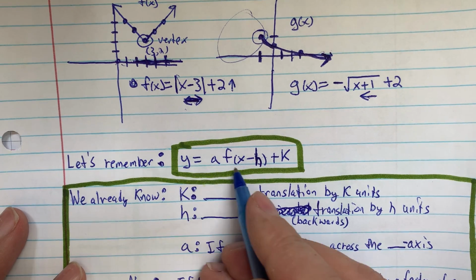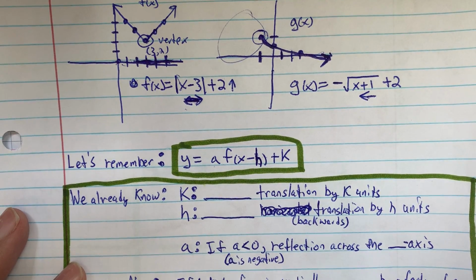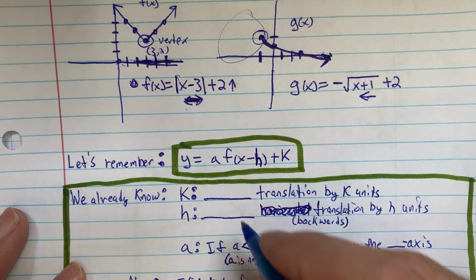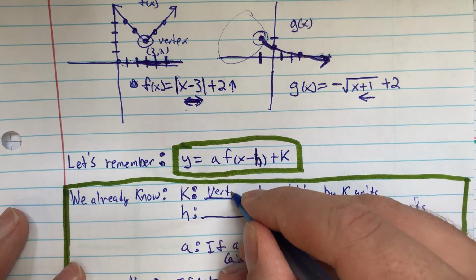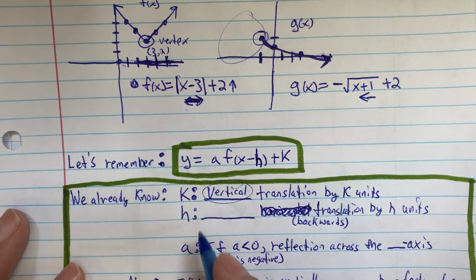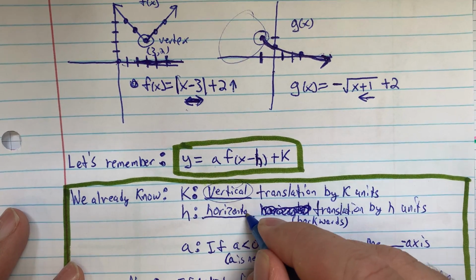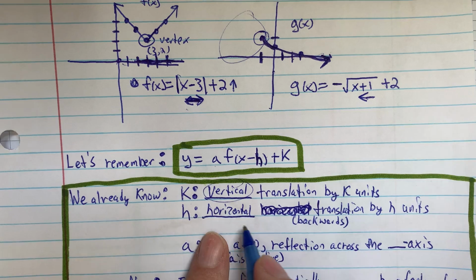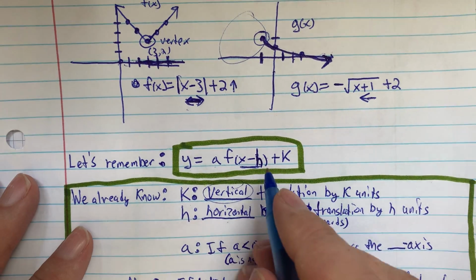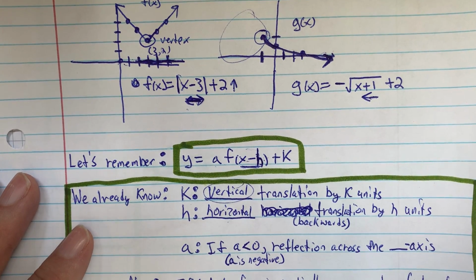We're going to be using this equation, y equals a times f of x minus h plus k. And we should already know that k is a vertical translation by k units. H is a horizontal translation by h units. And remember that the h is backwards. That's why it's x minus h here. So if it's like x minus 5, that's a shift to the right by 5.